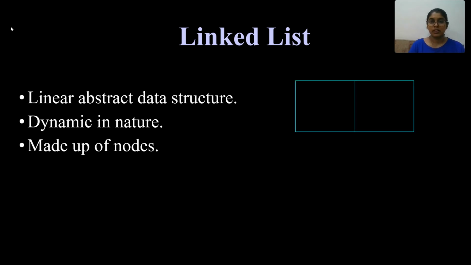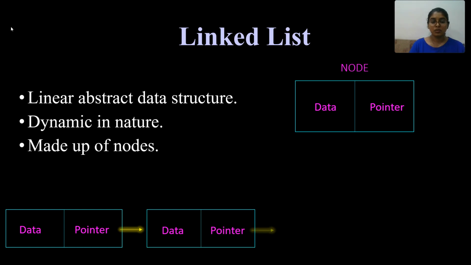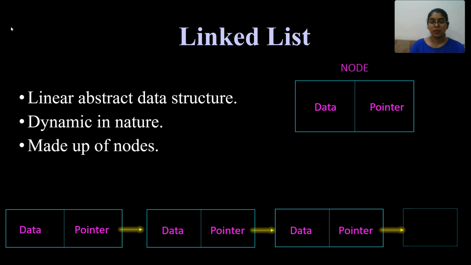This is what a node looks like. It has data stored in it and a pointer that points to the memory location of the next node. Let us consider a linked list, a very simple example of singly linked list. This node has some data stored in it and the pointer points to the next node. Similarly, the pointer of this node points to the next node. This keeps on going until we reach the last node because the pointer of the last node points to null.